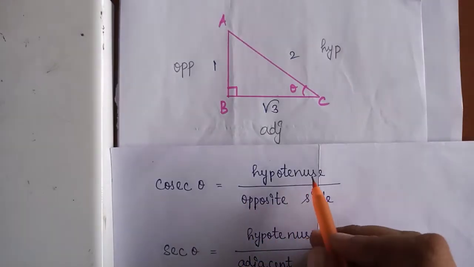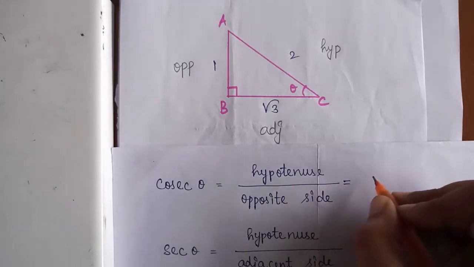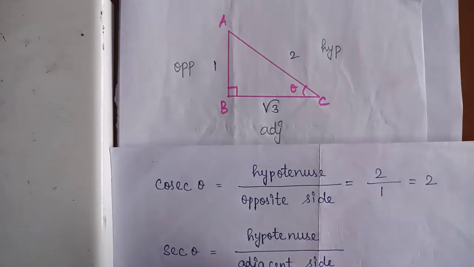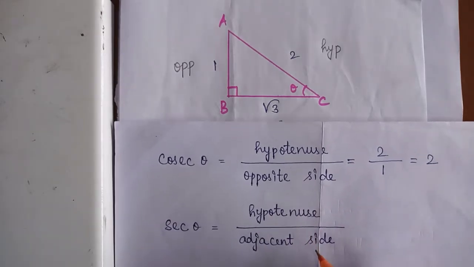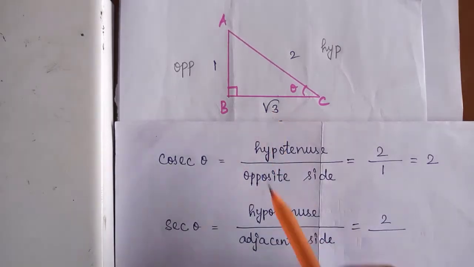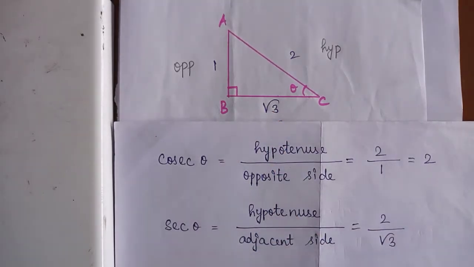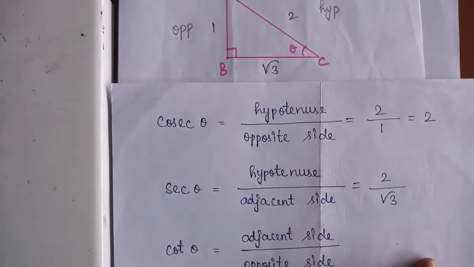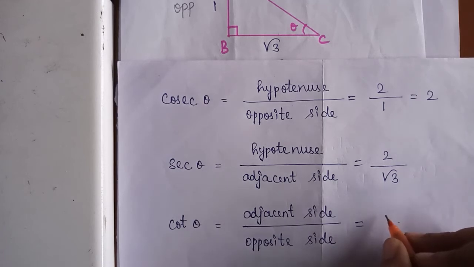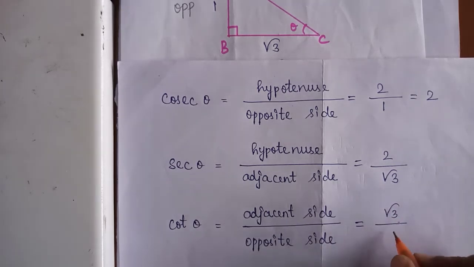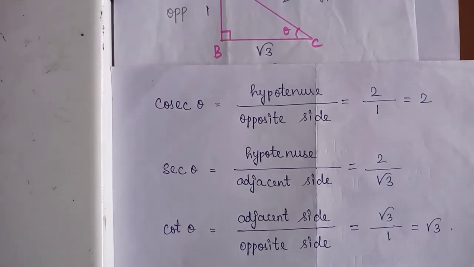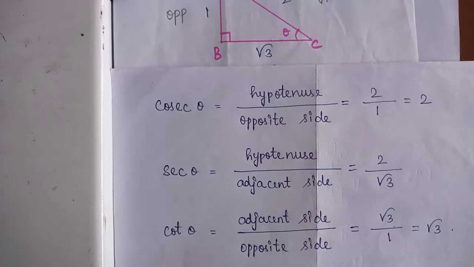Then cosecant theta is equal to hypotenuse by opposite side, which is equal to 2 by 1, which is nothing but 2. Then secant theta is equal to hypotenuse by adjacent side. Hypotenuse is 2 divided by adjacent side is root 3. So the value is 2 by root 3. Then cot theta is equal to adjacent side by opposite side, which is equal to root 3 divided by 1, which is equal to root 3. That's all. We found the 6 trigonometric ratios.